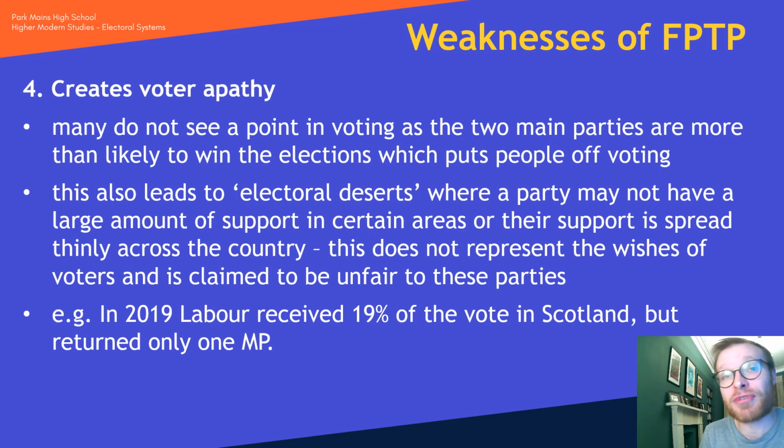So the Conservatives, for example, don't tend to win that many constituencies in Scotland, but they win lots of constituencies in England, and that's enough for them to win, for them to become the party of government. The opposite works as well. In 2019, Labour got nearly 20% of the vote in Scotland, but they only got one member of Parliament, because their vote was spread out across the whole of Scotland, and the SNP won most of the constituencies in Scotland.